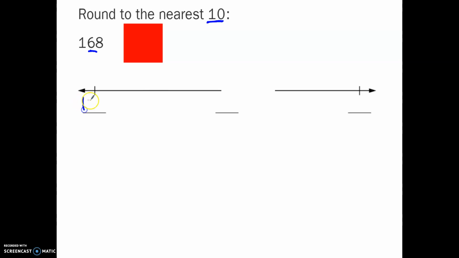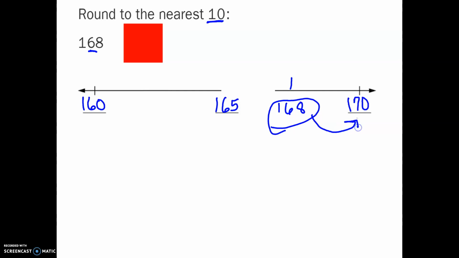Well, it's between 160 and 170. And then you have to think about what number is right smack dab in the middle of 160 and 170, and that's going to be 165. And then think about where I would put 168 on the number line, about right here. So that's letting me know that 168 is closer to 170. So if I needed to round 168 to the nearest 10, my answer would be 170.